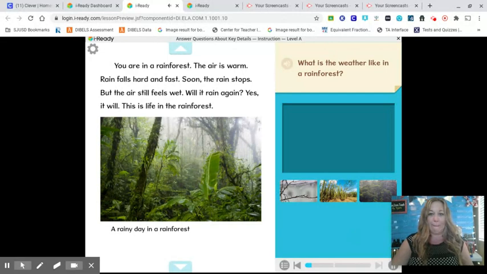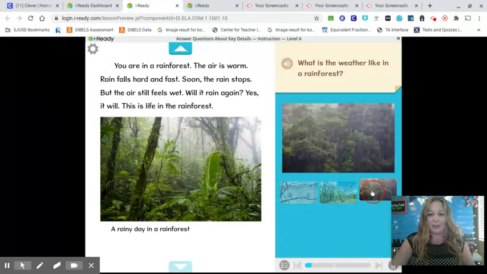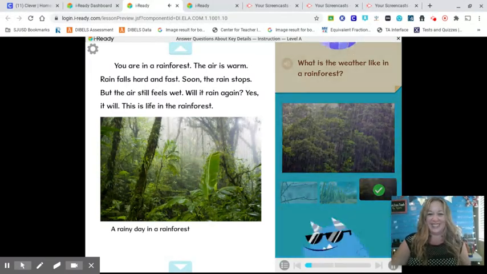What is the weather like in a rainforest? Well, I was reading and I go back in and I don't see a desert, so I'm not going to choose the middle picture. And I don't see snow or ice, so I'm not going to choose the first picture. I'm seeing a repeated word of rain. And when I see repeated words, that's going to help me with the main idea. That's going to help me remember what the passage is about. You got it. Yes. Great work.